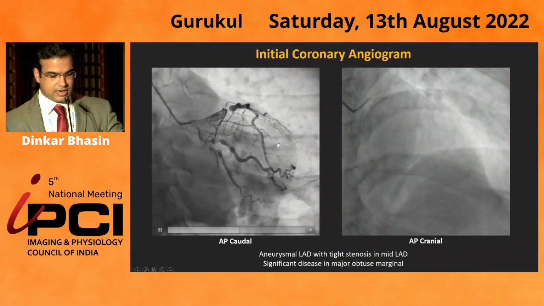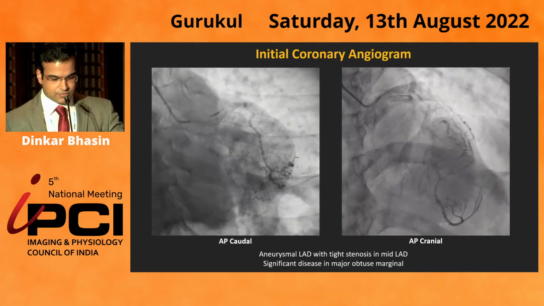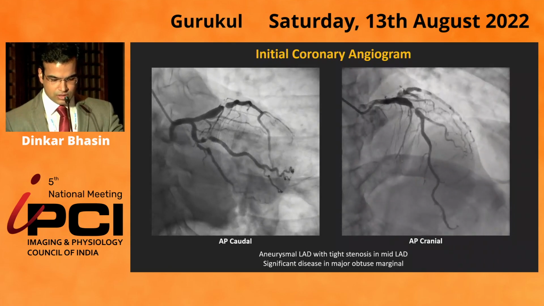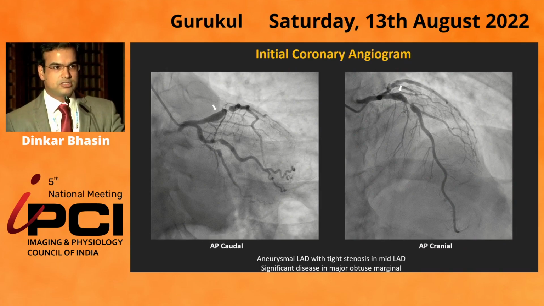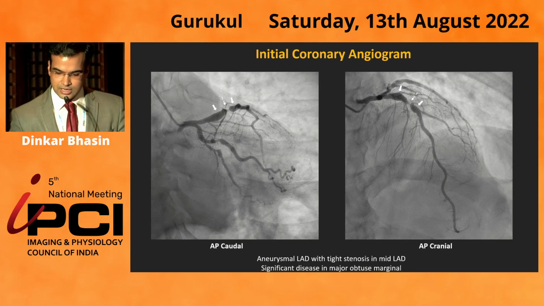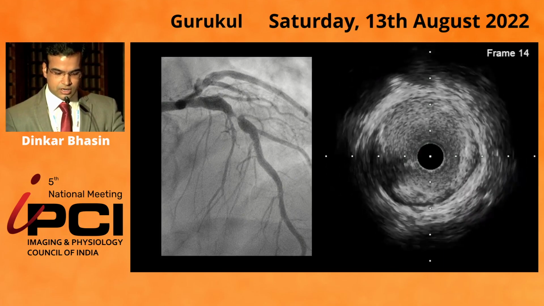And this was the initial coronary angiogram. As we can see here, there is the AP caudal view and the orthogonal AP cranial view. And analyzing this angiogram in detail, we can see there's a proximal aneurysmal segment in the LAD. There is a distal aneurysmal segment, and there's a tight stenosis between the two. The ostial LAD looks fine here. There's also a significant lesion in the major obtuse marginal, but we are talking about the LAD lesion in the present discussion. So this is the intravascular ultrasound pullback.